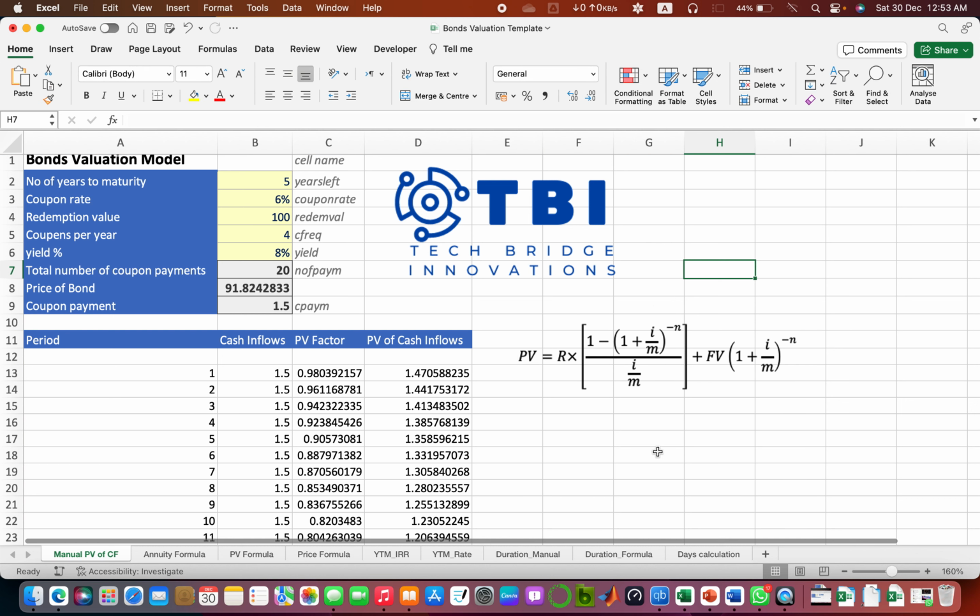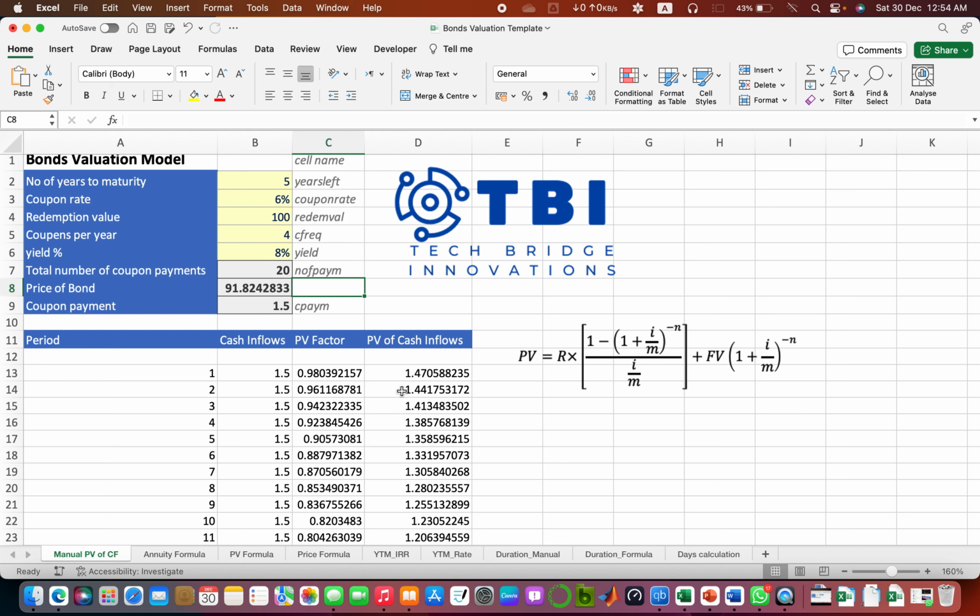So we can use the annuity formula to find out the present value of all those cash flows in one go. The formula is: present value is R, the recurring payment, multiplied by 1 minus (1 plus I over M) to the power of negative N, divided by I over M. I is the discount rate, M is the coupon frequency, and N is the number of periods or number of coupons. I over M is the yield divided by the coupon frequency. FV is the single future value payment you get at maturity, that is the redemption value, and 1 plus the same thing.